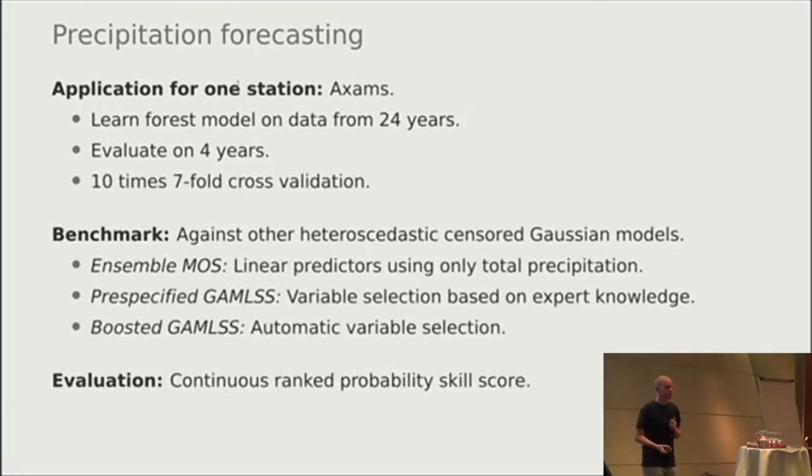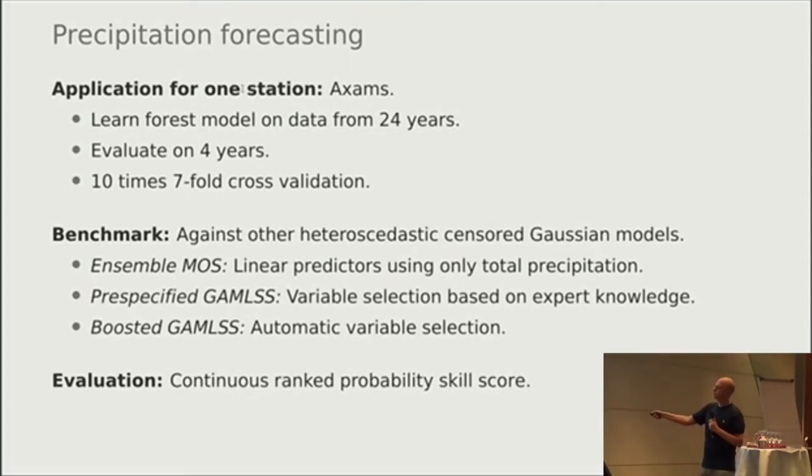Of course, this is just one day, and we didn't have any competition. So you could say, well, you can tell me anything. And that was cherry-picked, and with another method, I could maybe do better. So we do the same thing, still just for Axams, do a 10 times 7-fold cross-validation, always learning on 24 years, predicting on the other four, and we benchmark that against a few other standard models.